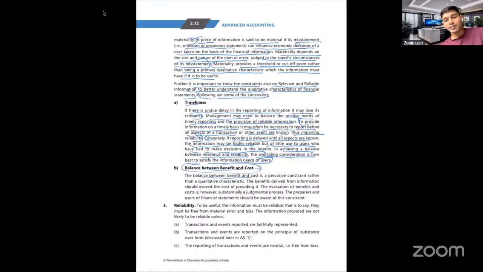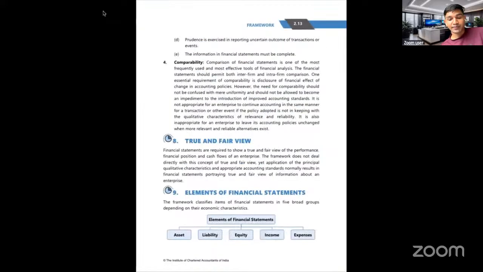The balance between benefit and cost is a pervasive constraint rather than a qualitative characteristic. The benefits derived from information should exceed the cost of providing it. The evaluation of benefits and cost is, however, substantially a judgmental process. The preparers and users of financial statements should be aware of this constraint.